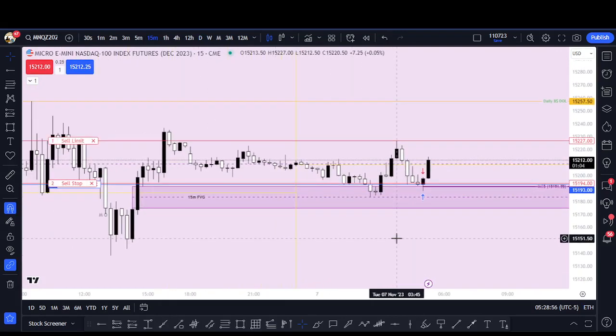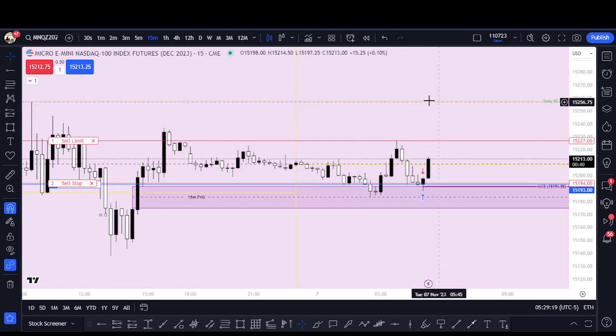Real quick, here on the 15 minute, I noticed that this 15-minute FVG, the consequent encroachment of it, has been respected. And I've really just been looking for inversion gaps to take, bullishly, ultimately up into here.